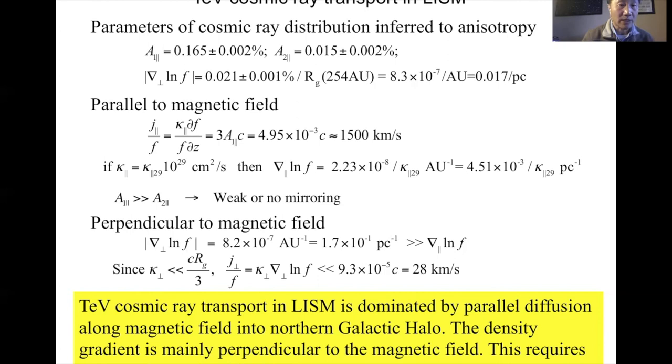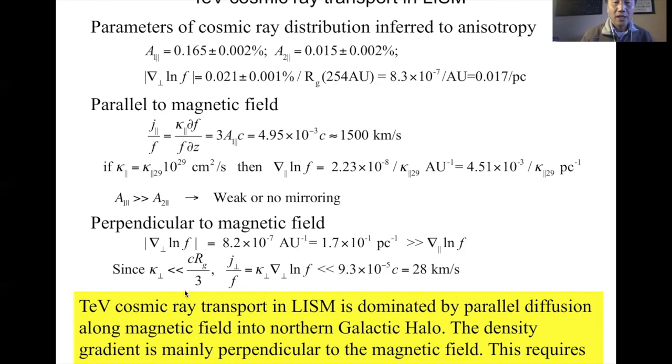In the perpendicular direction, the gradient is this big, 1.7% per parsec. If the perpendicular diffusion coefficient is smaller than the Bohm limit, we found that the perpendicular streaming over the intensity is only 20 kilometers per second. So most of the cosmic ray streaming is along the parallel direction. However, most of the density gradient is perpendicular to the magnetic field.